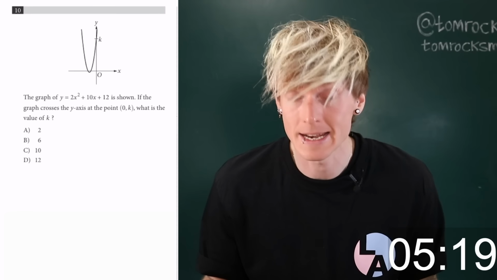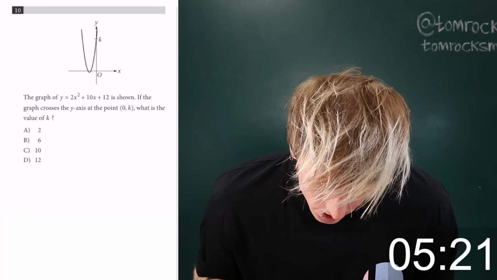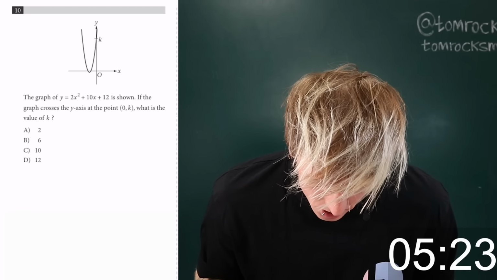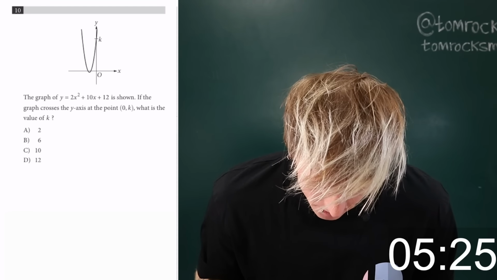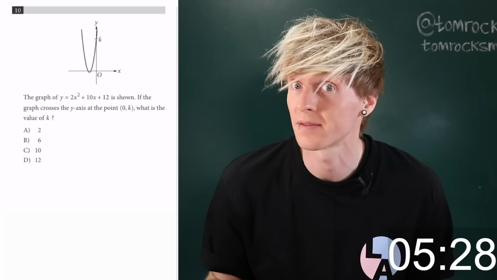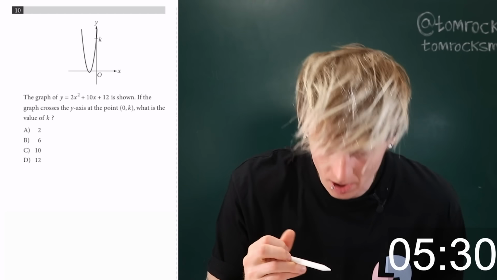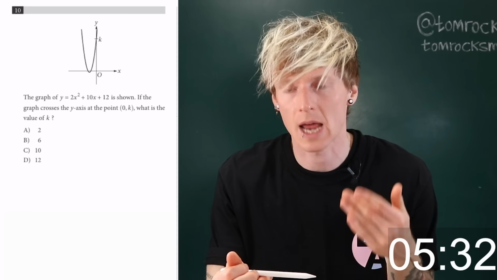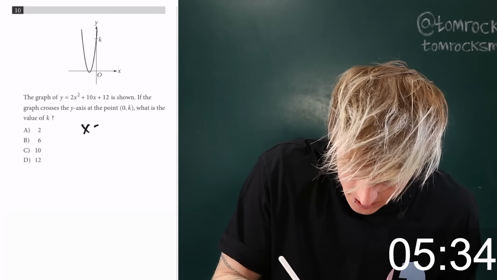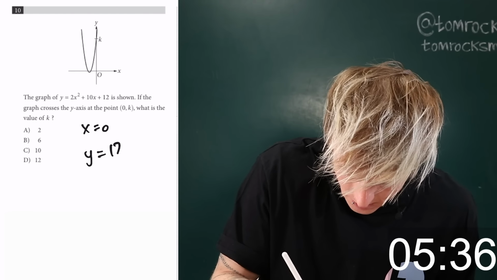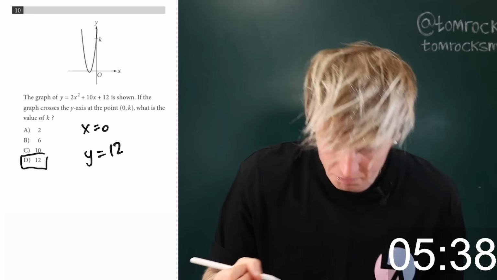Okay, question 10. The graph of y equals 2x squared plus 10x plus 12 is shown. If the graph crosses the y-axis at point (0, k), what is the value? When it crosses the y-axis, x is 0. So x equals 0, so y is 12. Cool. Going with that.